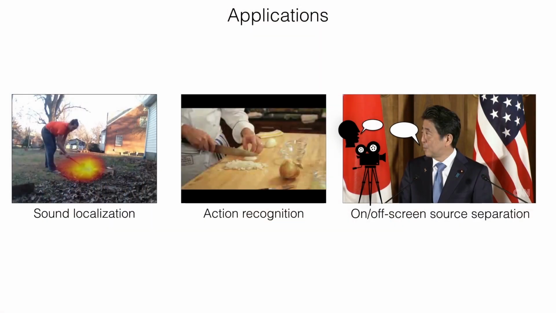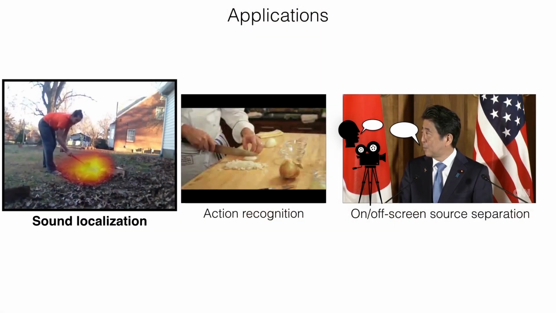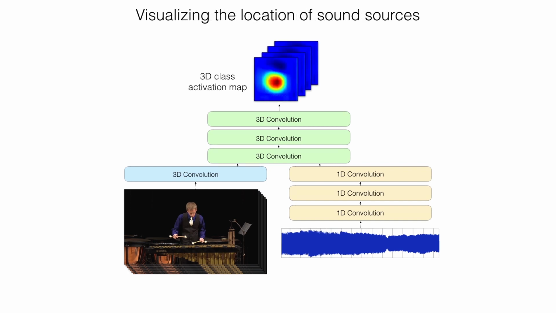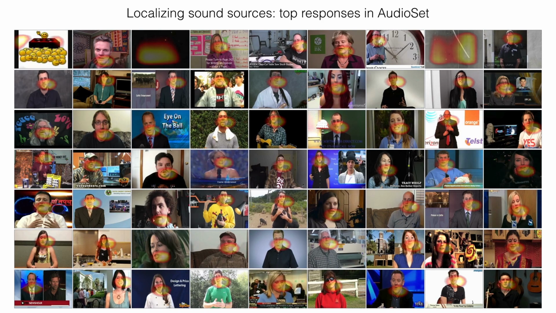We'll now discuss these applications in detail. We can use our representation to visualize the locations of sound sources, or sound-making actions, by viewing the parts of the video that the network devotes the most attention to. We do this by modifying the network to compute a 3D class activation map. In particular, we can look at videos in a held-out set that the network is most confident about. We see qualitatively that the network responds to faces and speech.